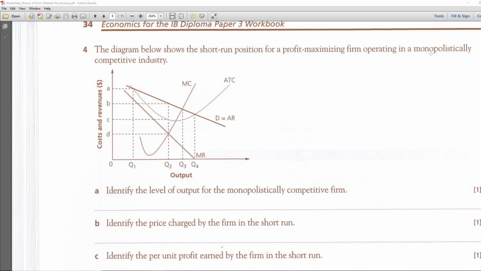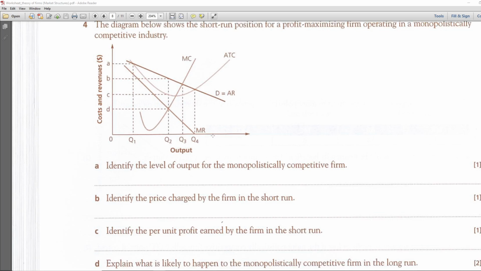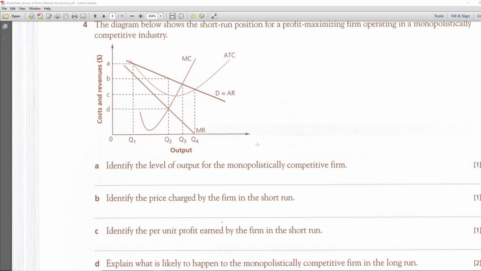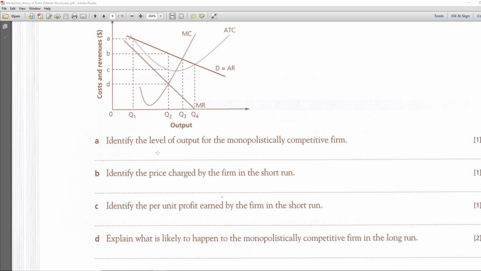Talking about, once again, a monopolistically competitive industry, you have a diagram here. Question A, once again, identify the output. Where is going to be the output if you are looking at this diagram? Q1, Q2, Q3, or Q4? Q2, right? Once again, when MC is equal to MR. Because we are in the private sector, and so many people's major objective is basically profit maximization, and this is where we can get profit maximization. Q2, when MC is equal to MR. So that's question A.